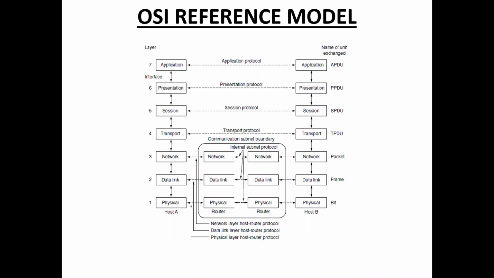Next, the fourth one, transport layer. This transport layer provides services to the application layer and takes services from the network layer. The data in the transport layer is referred to as segments, the transport layer protocol data unit. This layer also provides the acknowledgement of successful data transmission, and if there is any error, it retransmits the data.